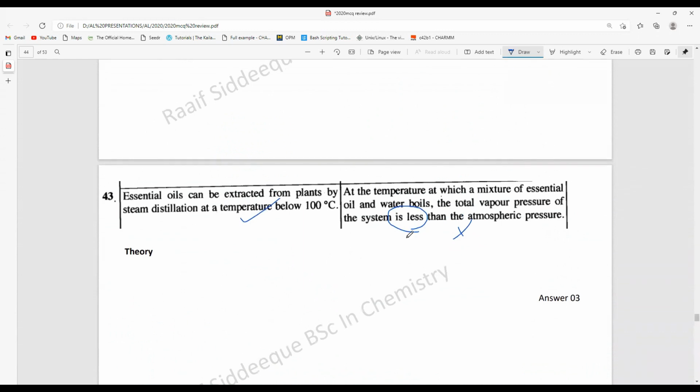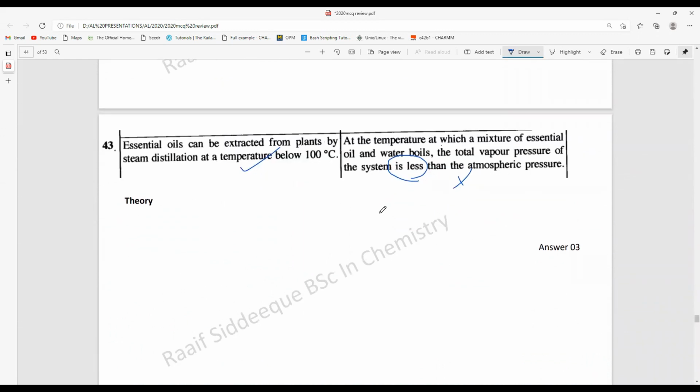Yeah, this is a concept that is often misunderstood. So you see, at the temperature where the mixture of essential oil and water boils, the total pressure of the system is not less than the atmospheric pressure. This should be equal. That is when we say the boiling happens. Okay. So don't panic or misunderstand this one, because when the vapor pressure equals the atmospheric pressure, it will boil. Okay. That is the idea, right? So this is not less, this is equal.